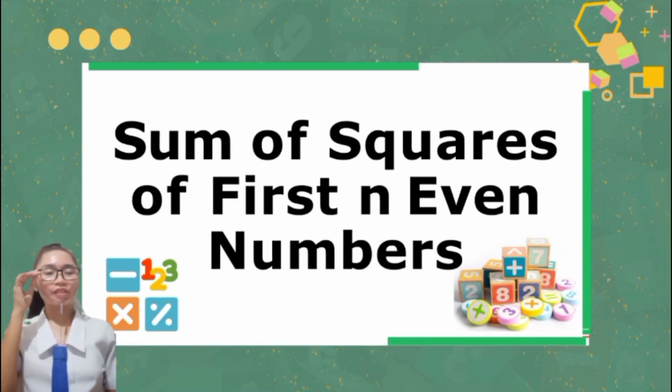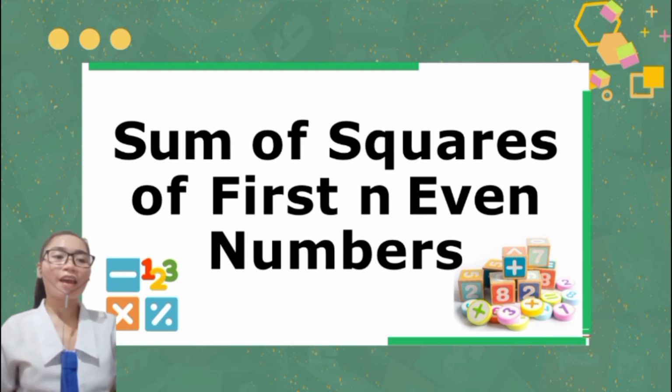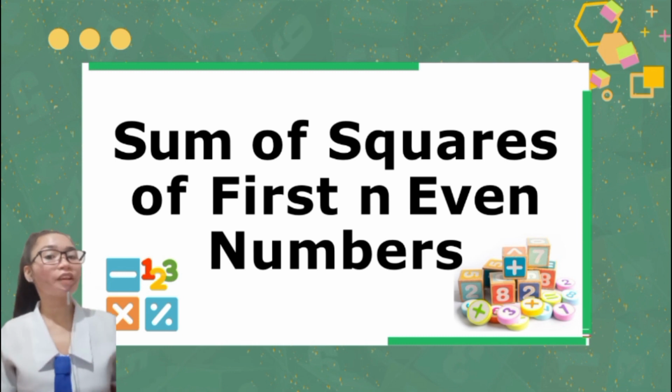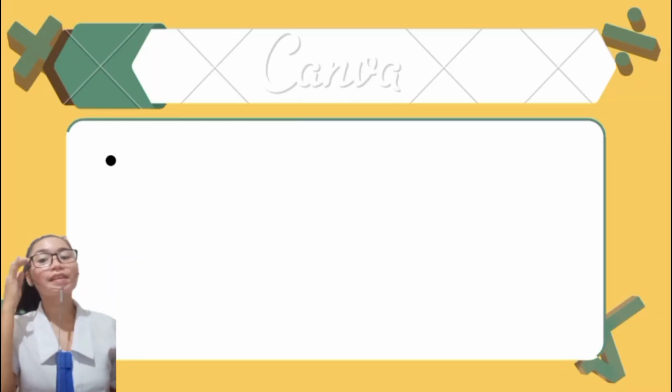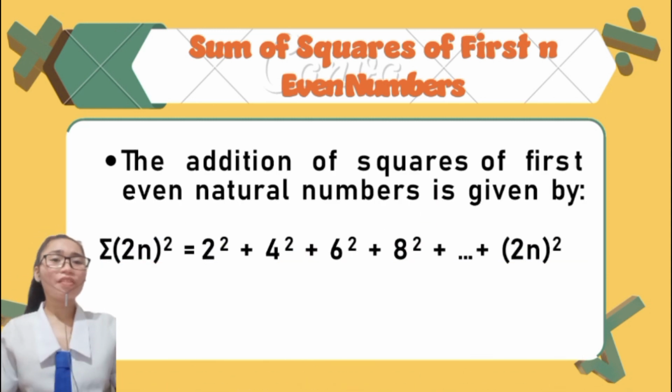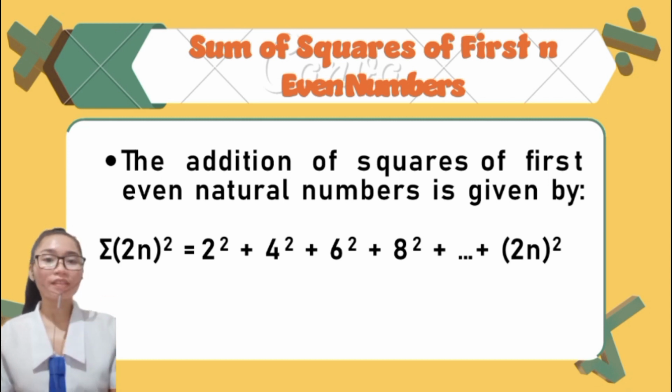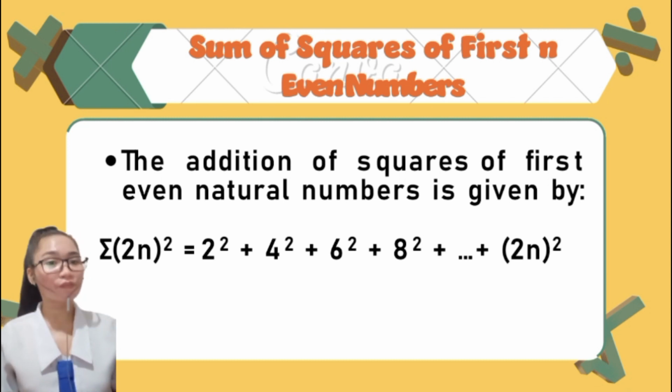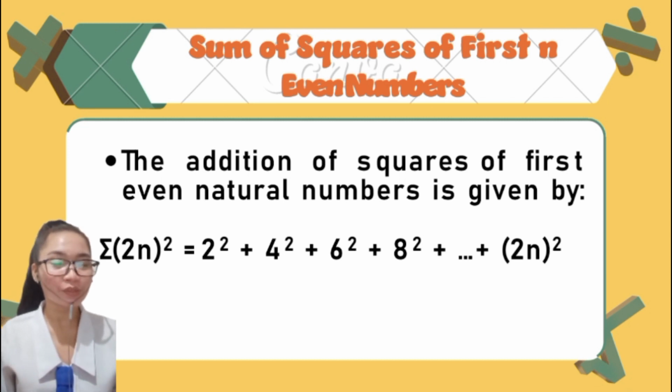Now, let's proceed to getting the sum of squares of first n even numbers. So we will be dealing now with those first n even numbers in order to come up with the sum of squares. It states that the addition of squares of first n even natural numbers is given by what is being presented. The summation of the quantity 2n squared is equal to 2 squared plus 4 squared plus 6 squared plus 8 squared up until the quantity 2n squared. As you can notice, 2, 4, 6, 8 are all even numbers. So that would be the formula.